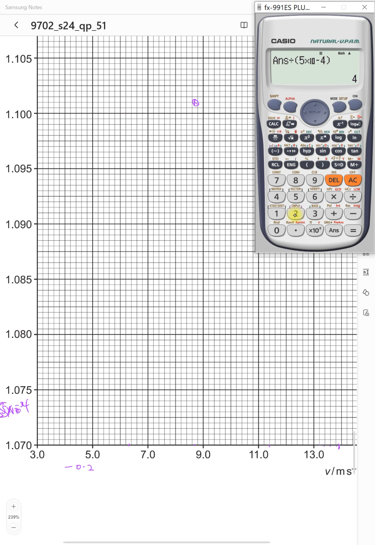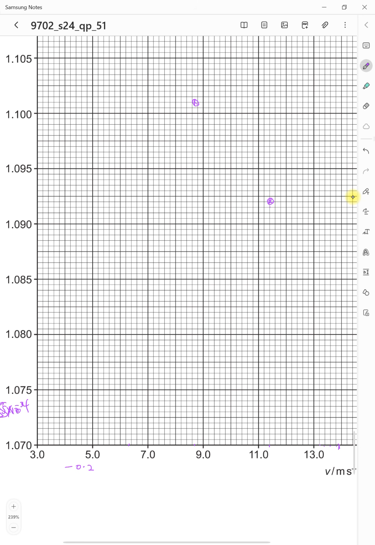So we have 1.083 minus 1.08 divided by the scale, which is 5 exponent minus 4. So I'm going to add 6 boxes on 1.08 to reach 1.083. So this is going to be 1, 2, 3, 4, 5, 6. So this is going to be the point in the middle of the box.